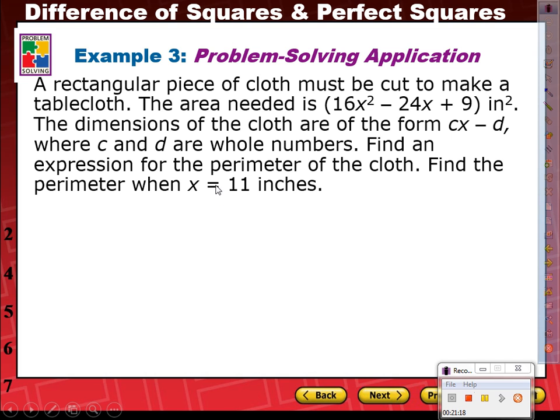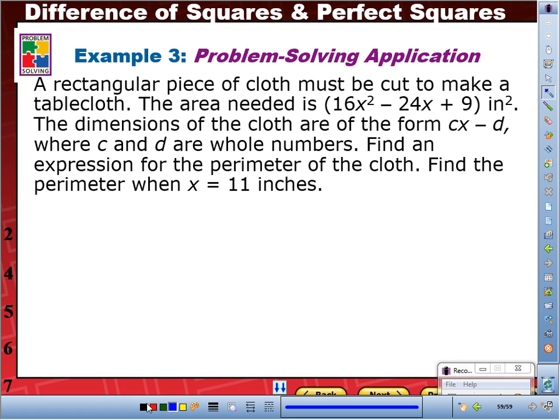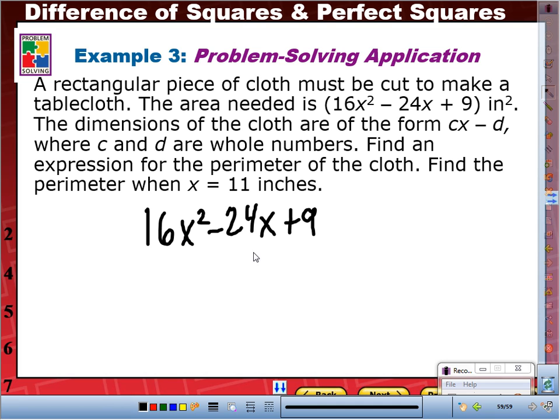So first they want dimensions, right? So let's copy the trinomial. The trinomial that they give us is 16x squared minus 24x plus 9. See if that one's a perfect square. If it is, find me the dimensions of that cloth. Go.